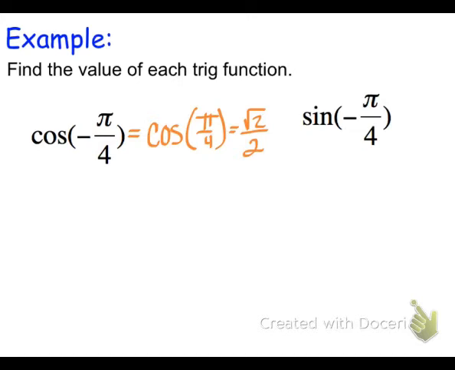Now, sine of negative pi over 4, that one's not in our unit circle yet, but because of this understanding of even and odd, I know that's going to be the negative of sine of pi over 4, which will in turn mean it'll be negative square root of 2 over 2. That should make sense because this is an angle that's in quadrant 4. Negative pi over 4 is in quadrant 4, and the sine will be negative down there.